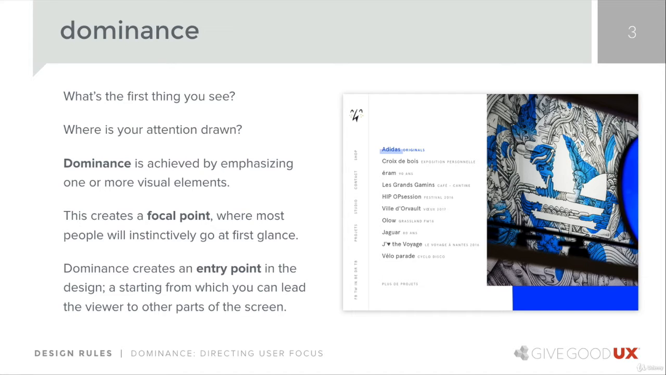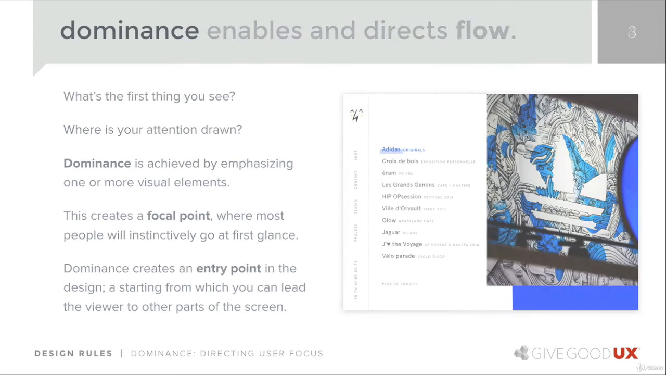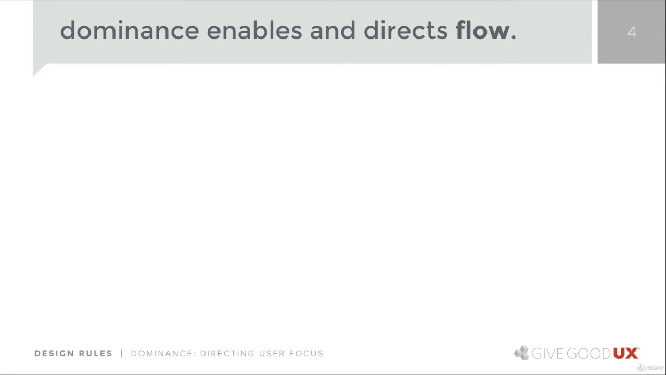It screams, start here. It's a lot like if you've ever seen a sign with a big red dot on it that says, you are here, right? When you're trying to navigate towards something, dominance does the same thing. Tells you where you are right now or where you should start. Dominance enables and directs the flow that we're talking about.